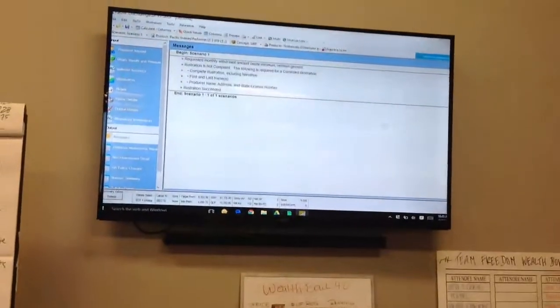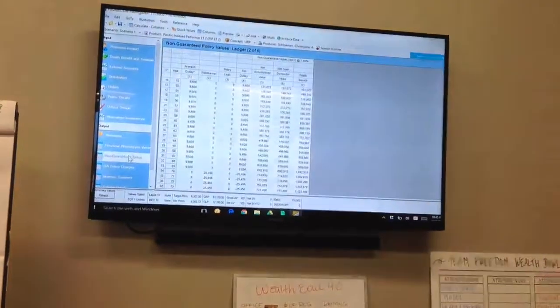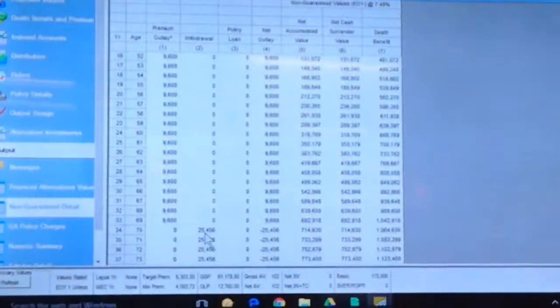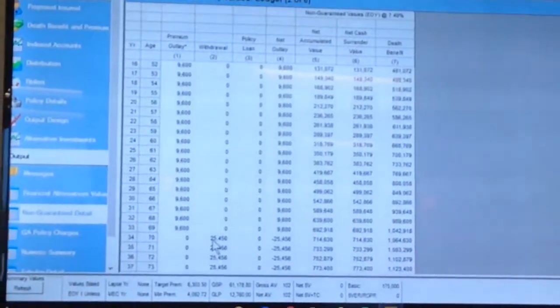Right. So we go back to non-guaranteed detail, and even when we reduce the face amount at the earliest, the income's still pretty much the same. See that?